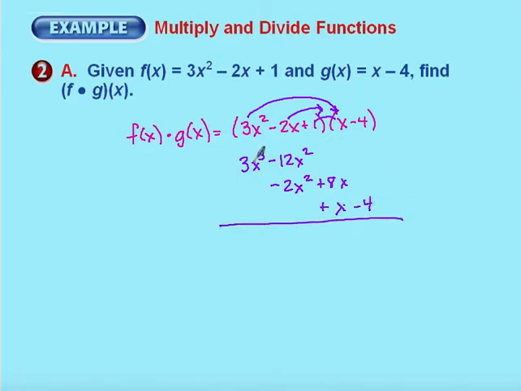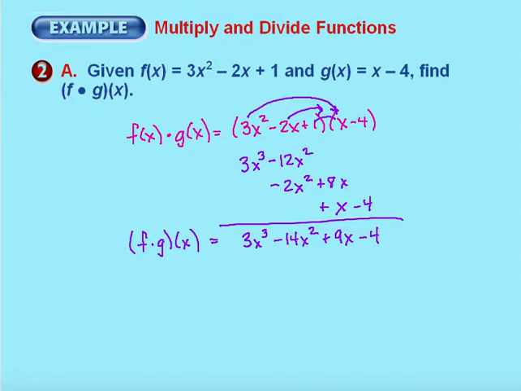So now, as I distributed, I went ahead and organized my like terms. So I have 3x cubed minus 14x squared plus 9x minus 4. And that gives me my f times g of x function: 3x cubed minus 14x squared plus 9x minus 4.